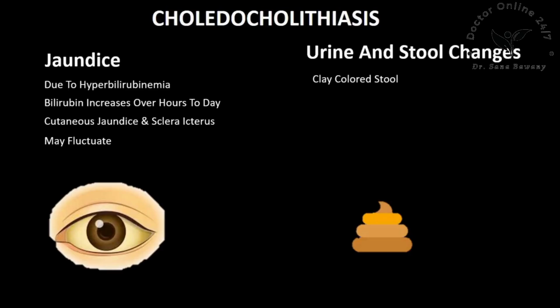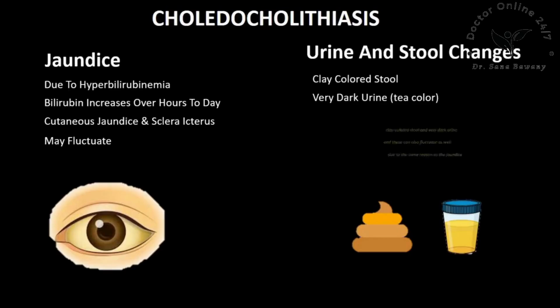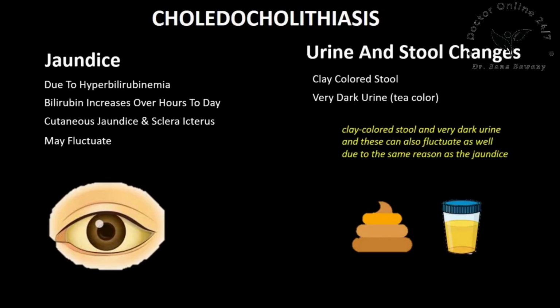But what's also noted is that because the bilirubin can't go through the common bile duct, it gets reabsorbed back into the blood, and the kidneys filter that blood, and urine becomes darker because more bilirubin is being excreted through the urine, so we can see very dark or tea-colored urine. So important changes to note with choledocholithiasis again are jaundice, clay-colored stool, and very dark urine, and these can also fluctuate as well due to the same reason as the jaundice.